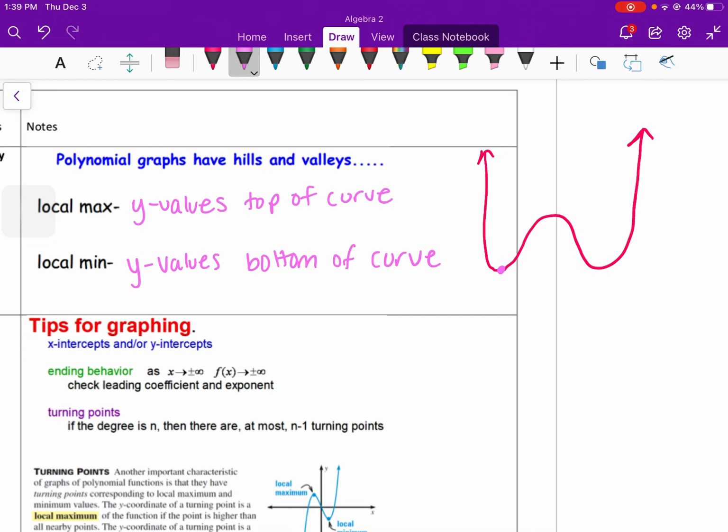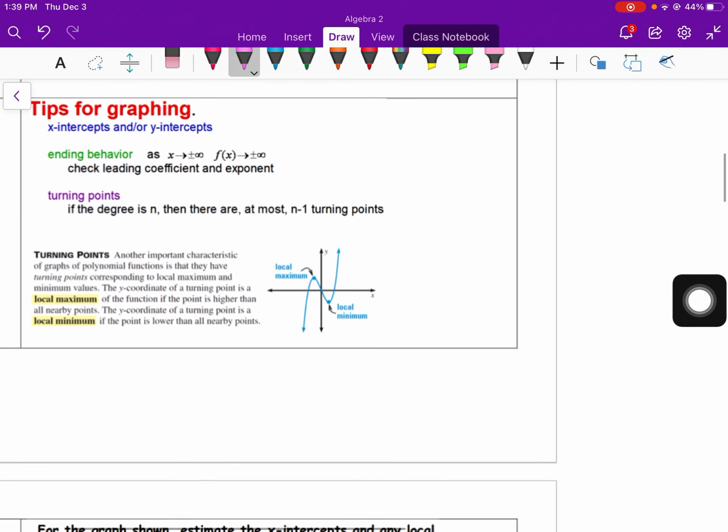The low points here, this would be a minimum, and then this would be a minimum as well. So the two y values there, and then up here would be a maximum. This would be the maximum, the highest value, but it's also a local maximum too because it's the only one. And then these are minimum values. We call them local minimums.